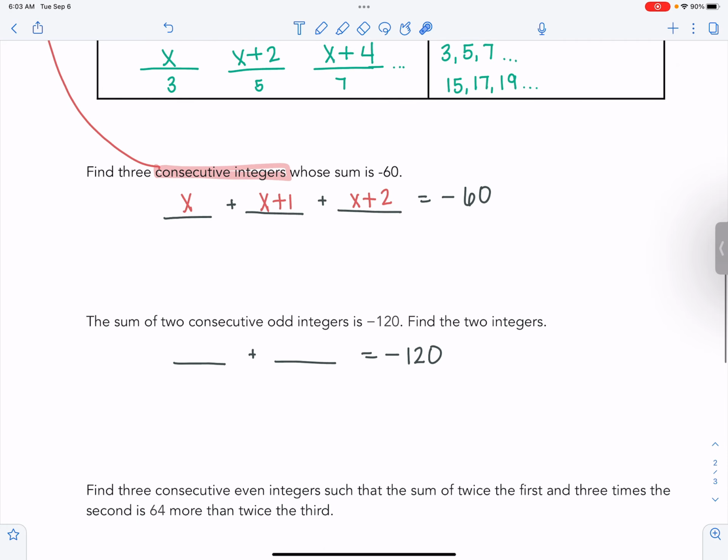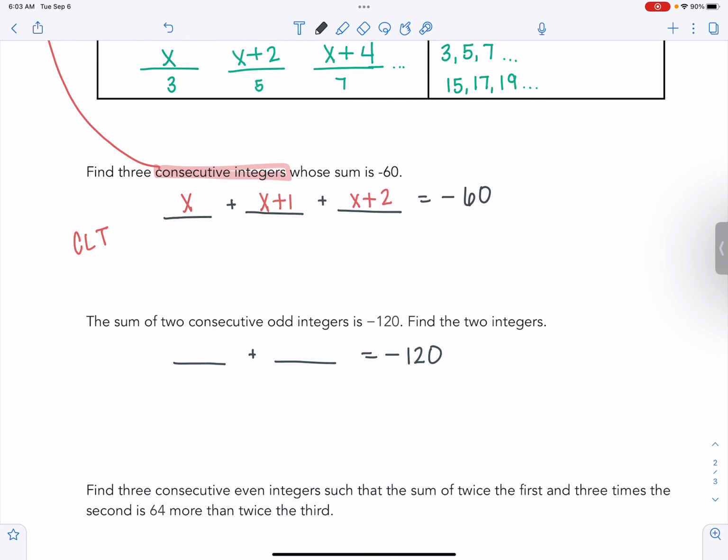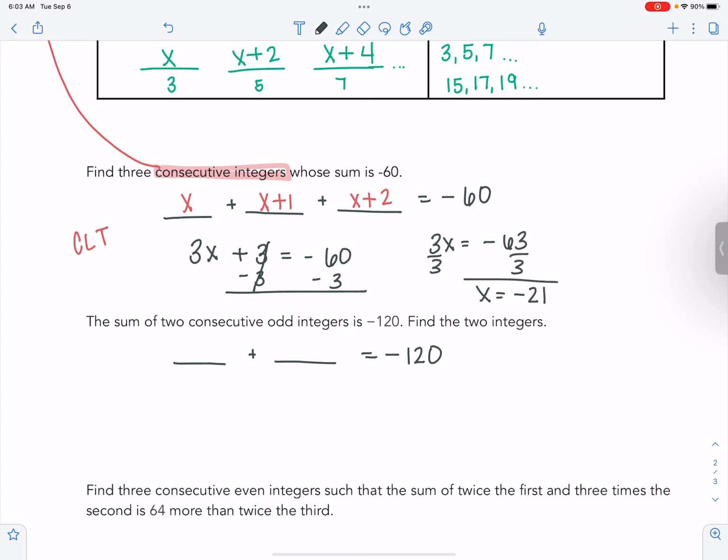Now it's just a matter of solving. So I've got x plus x plus 1 plus x plus 2. Combine up like terms. x plus x plus x is going to be 3x, and then 1 plus 2 is going to be 3, equals negative 60. I'm going to subtract 3 from both sides. Those will cancel and give me 3x equals negative 63. And then I'm going to divide by 3 and get x equals negative 21.